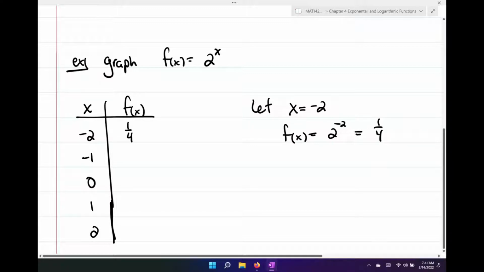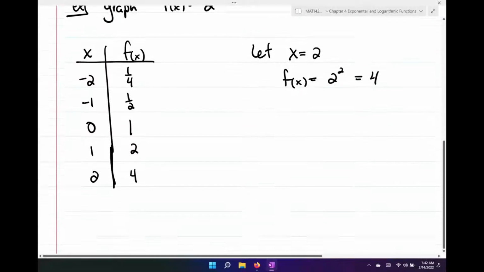Now, do the same thing, except now we're going to let x equal -1. So we get f of x equals 2 to the -1, or 1/2. All right, next, we're going to go ahead and do 0. 2 to the 0 is 1. And then finally, the last two values, when x equals 1, f of x equals 2. And when x equals 2, f of x equals 4. Okay?